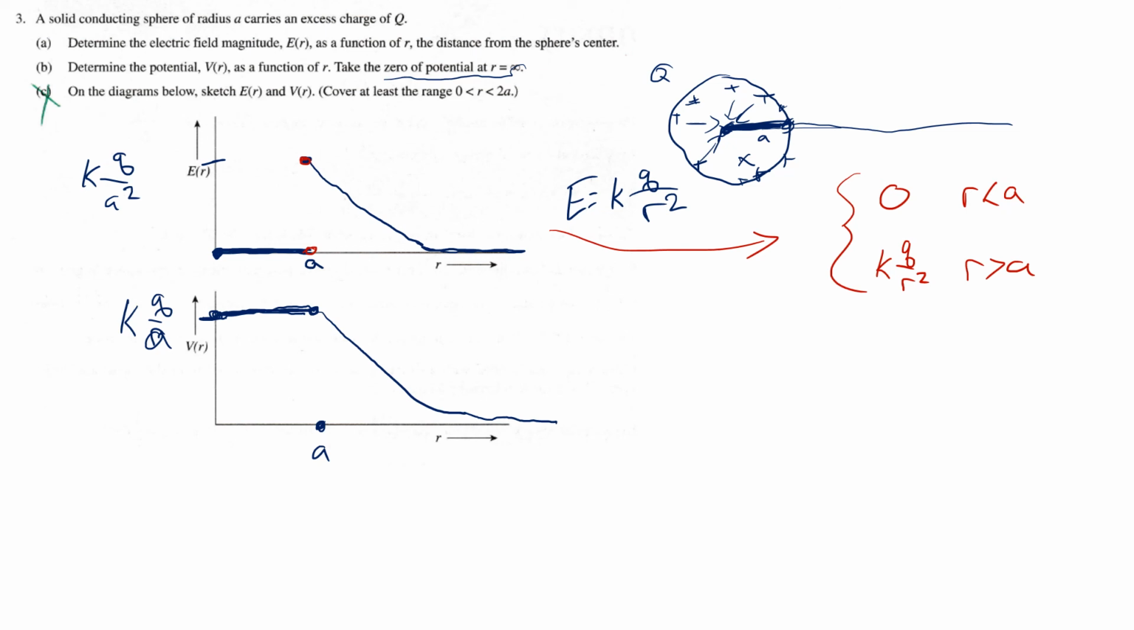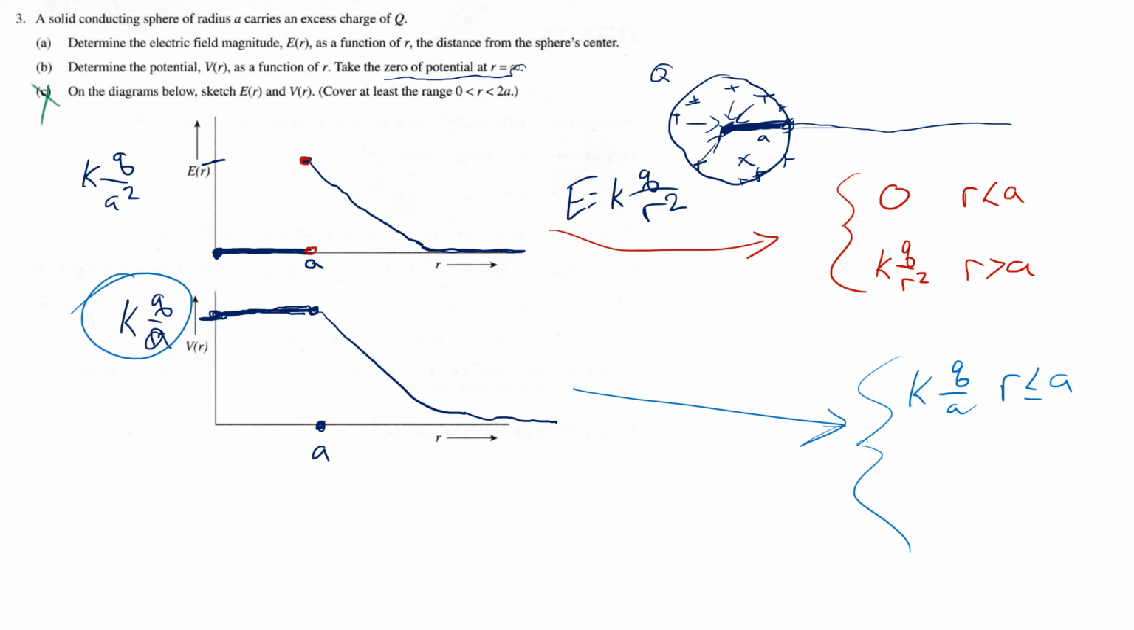Okay, so then for the second one, we're going to have something very similar. Let's grab a different color. You're going to have another piecewise function. For the first piece, it's going to be a constant, but it's not going to be 0. It's going to be this value right there. So it's going to be K times Q over A for R less than or equal to A, because the surface is going to be okay for this one, since the surface has the same voltage as the interior.